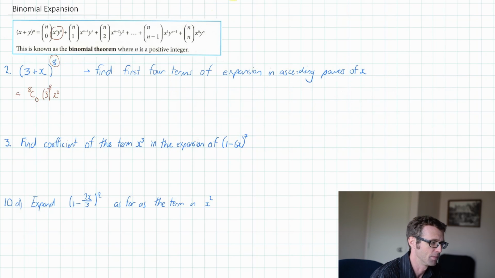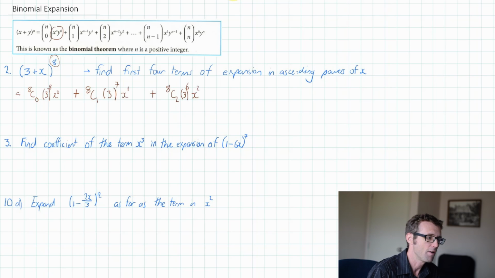That's our first term. What's going to happen in our second term is now we've got 8 choose 1. So out of those 8 brackets, we're choosing one of the x's. For that to happen, we're going to have 3 to the power of 7, x to the power of 1. And then the third term will be 8 choose 2. This is our x squared term, so we're going to have x squared. For an x squared term, that means we're going to have a 3 to the power of 6.